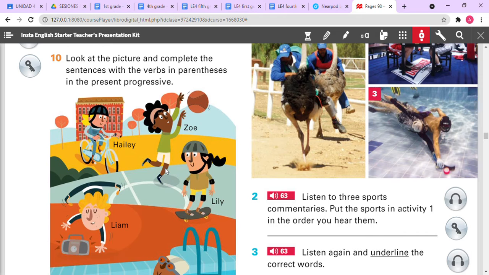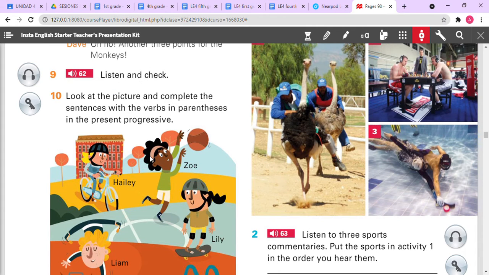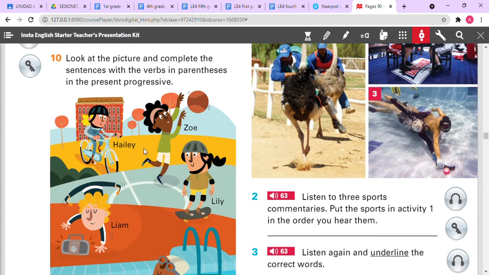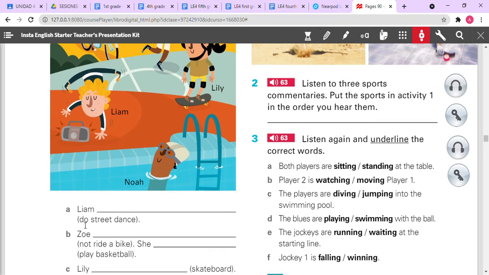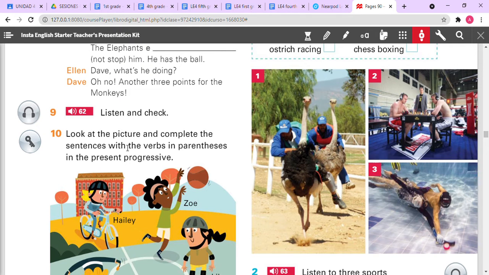Well, let's continue with number 10. Look at the picture and complete the sentences with a verb in parentheses in the present progressive. For example, we have Hailey, Zoe, Lily, Liam, and Noah. And here we have the verb in parentheses and some information. For example, Liam, this is Liam, do street dance. Remember, complete the sentence with a verb in parentheses in the present progressive.